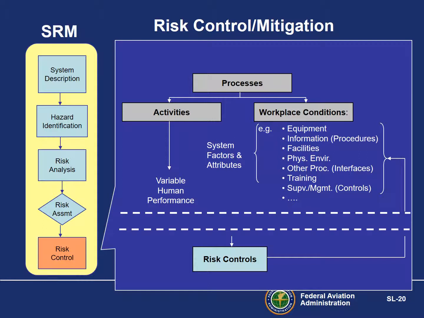Risk controls are usually applied to working conditions, things that can be managed. The purpose of risk controls is to develop barriers or defenses to mitigate safety risk down to an acceptable level. Once a risk control is developed, it should be run back through the SRM process to ensure it will function in the system, doesn't introduce other hazards, and accomplishes what it was designed to do.